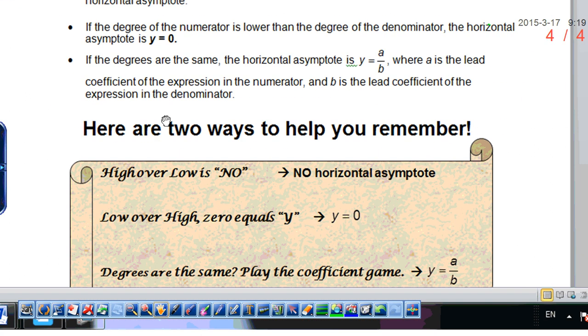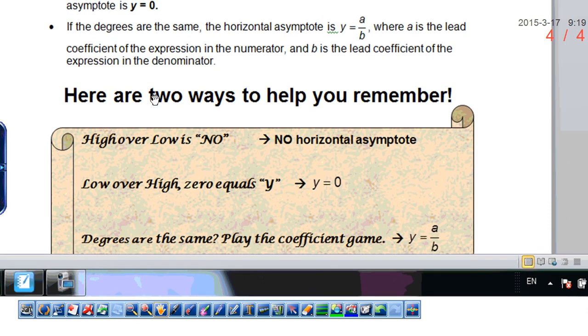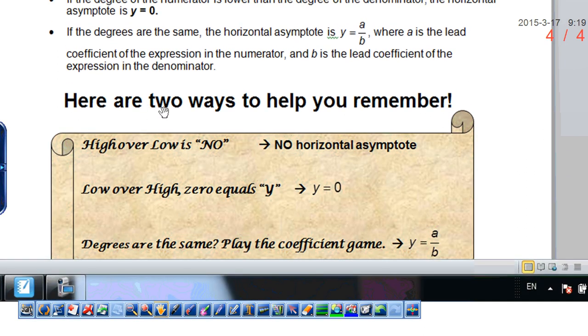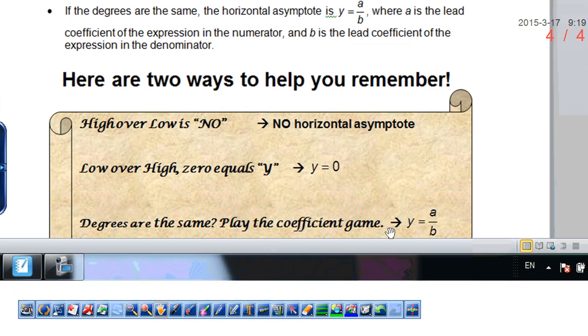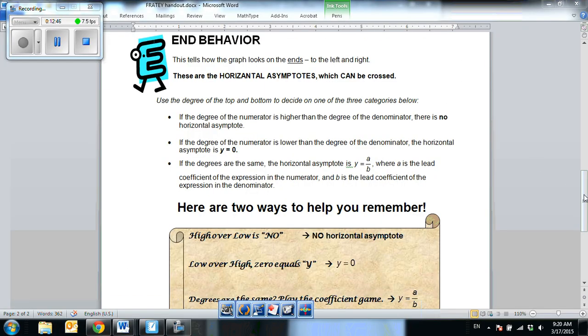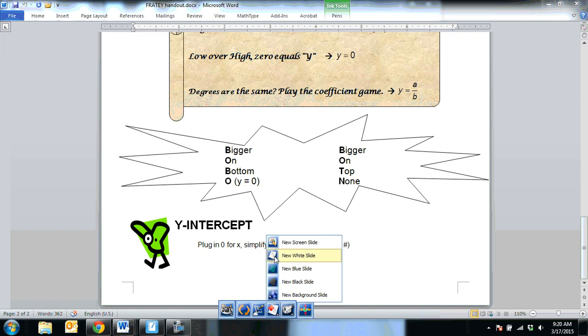So here's the way that I use. If the degree is high over low, the answer is no, which means we have no horizontal asymptote. If the degree is low over high, y equals 0. Okay, so that's our y equals 0. If the degrees are the same, play the coefficient game. So take your leading coefficient over your other one. That's the one I use the most. The other one on the bottom, definitely you can use it if that makes more sense to you.